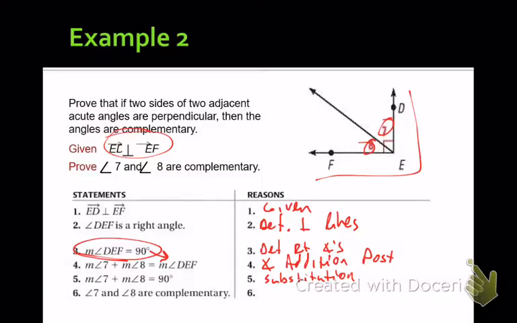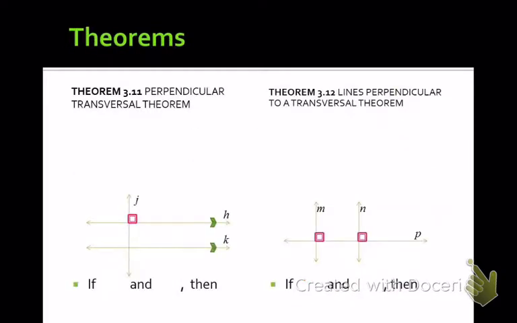Now, because 7 plus 8 equals 90, we know that 7 and 8 are complementary, and that's because of the definition of complementary angles. Okay? And there's your proof of that theorem. All right. A couple more theorems here for you.